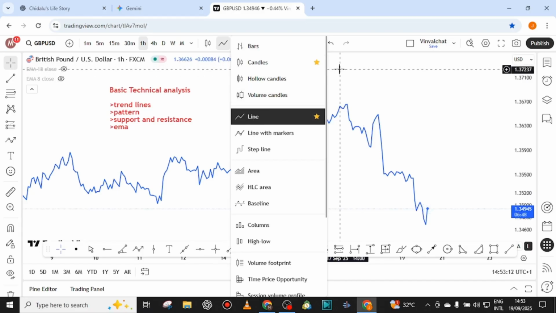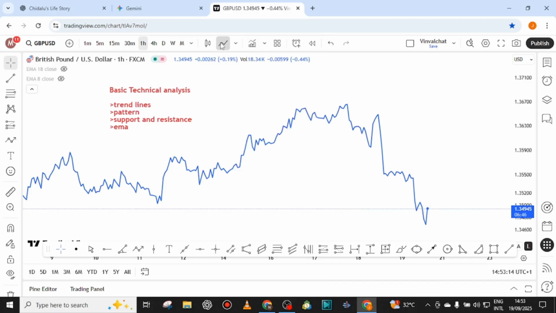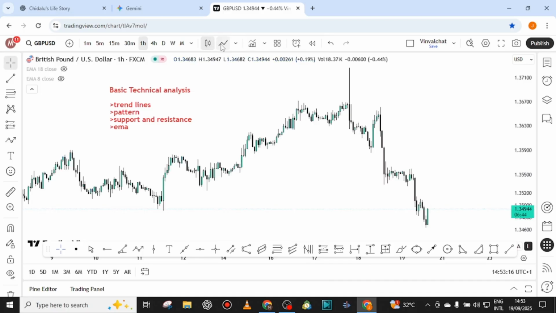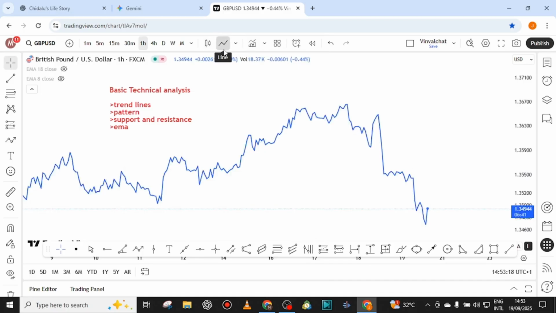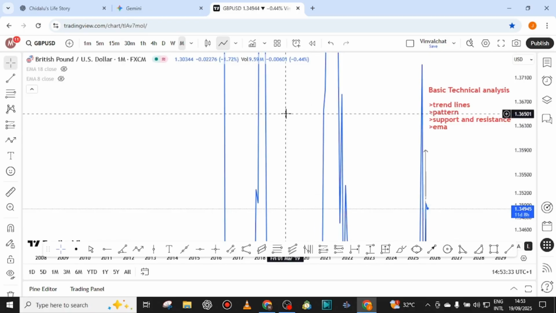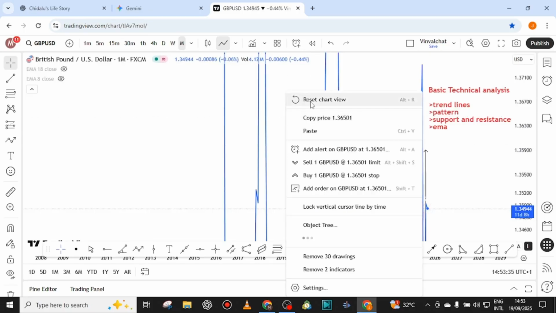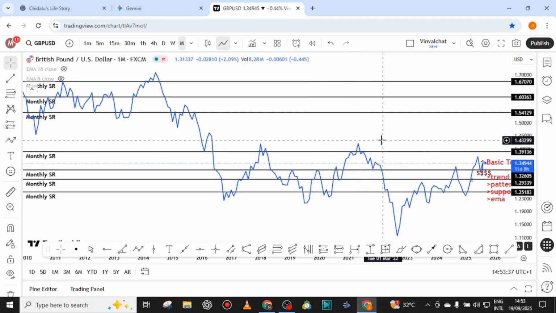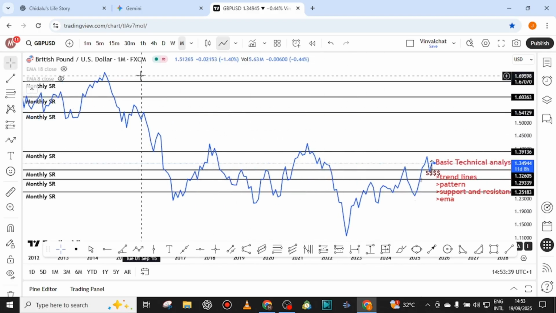So we are going to convert. You can see I'm switching from candle to line. So please go to the line chart. Make sure you switch to the line chart. Go to monthly. When you go to monthly, this is basically what you need to do. Just right click and reset your chart. You can see lines running through like this.